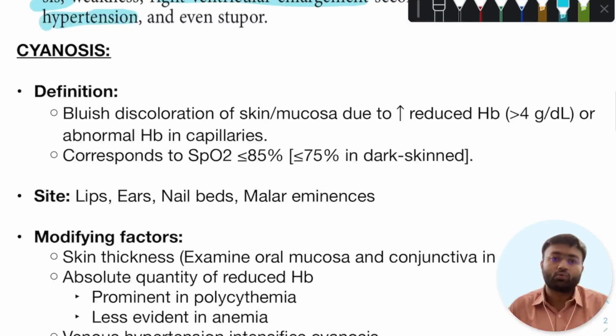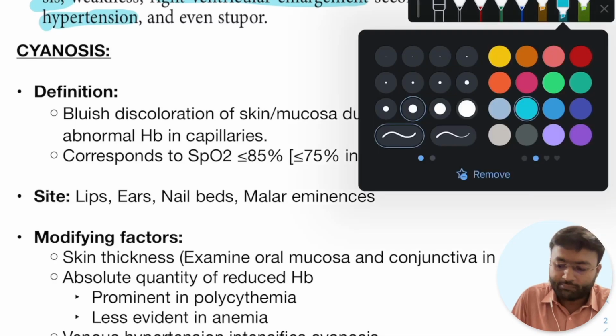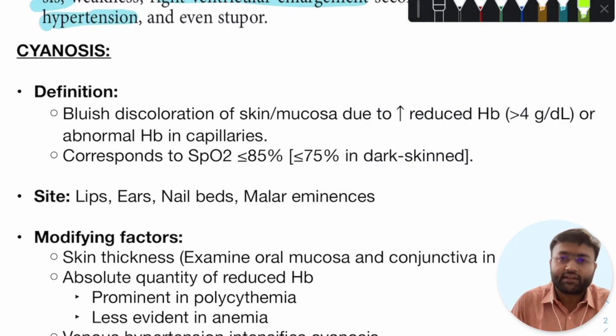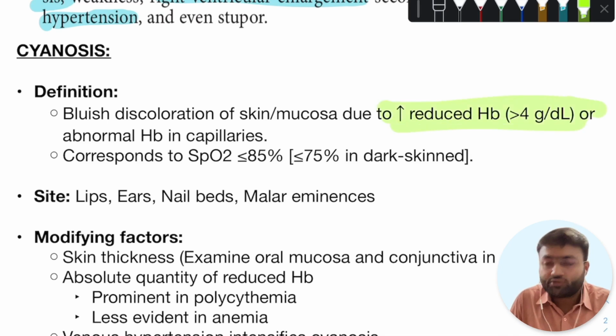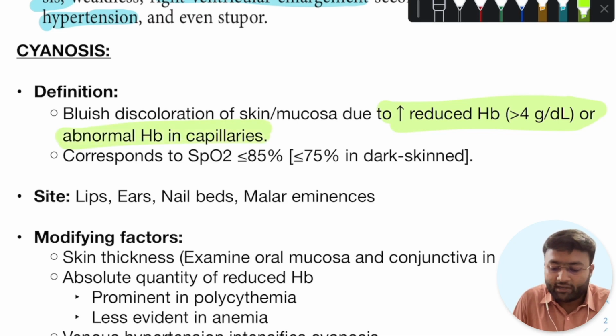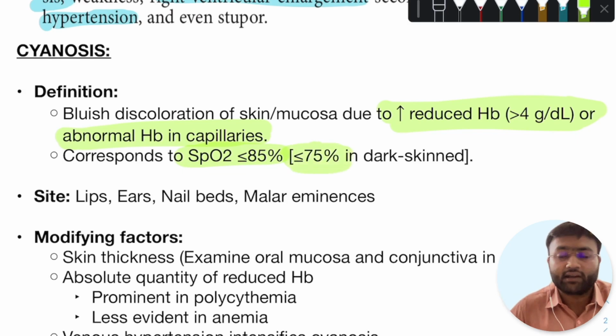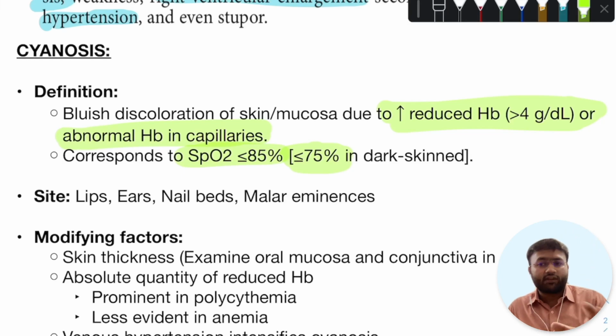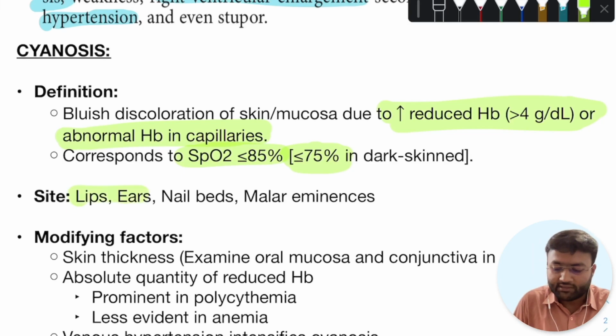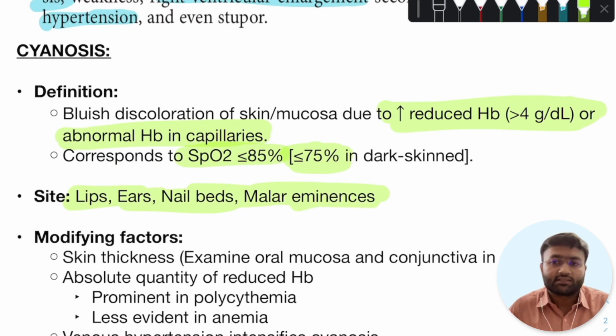Next is related to cyanosis. The definition of cyanosis is important. It is defined as a bluish discoloration of skin and mucosa, which is generally due to increase in the reduced hemoglobin to more than 4 gram per deciliter, or the presence of abnormal hemoglobin in the capillaries. It generally corresponds to the SpO2 value of less than 85%, but in dark skin individuals, you should consider the value reducing even further, that is less than or equal to 75%. The sites where you will look for cyanosis are generally lips, ears, nail beds, and the malar eminences.